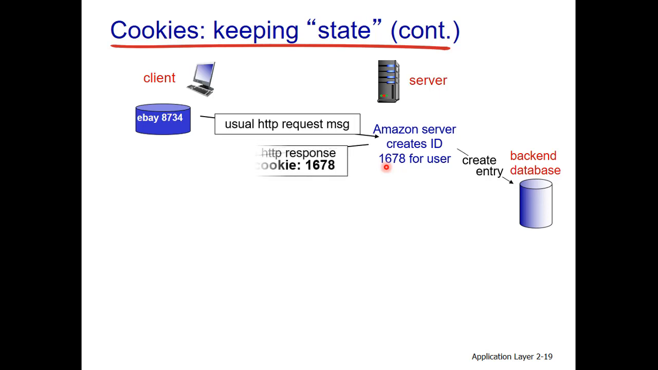And then what it is doing is, in its response, it is sending that HTTP response. It is setting that cookie value on the client side, and they set that value to 1678. Now the client has two cookies, an eBay cookie and an Amazon cookie. In this way, Amazon remembers this system through this cookie.